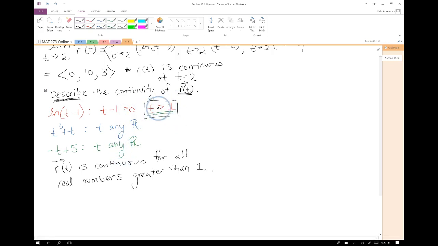If your restrictions are stated as values t cannot be equal to, then instead of describing where it is continuous, you can also describe where it's discontinuous. So it would also be acceptable to say that our vector valued function r of t is discontinuous for all real numbers less than or equal to 1. That would be equivalent and perfectly acceptable.